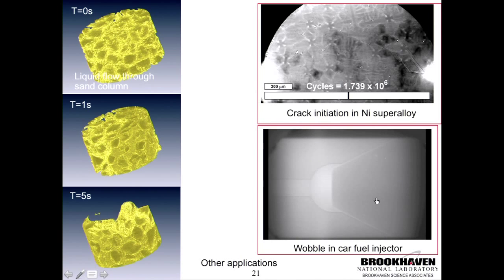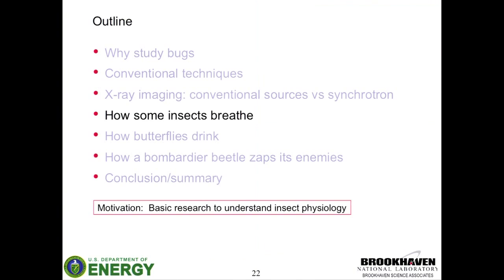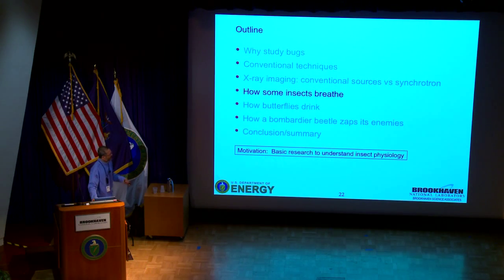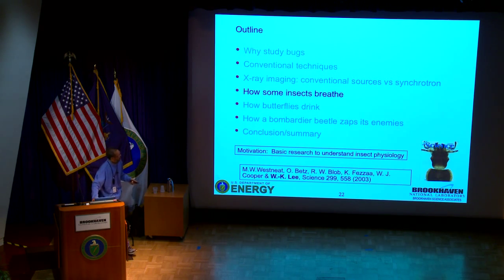All right, let me come back to insects. The first example I'm going to talk about is how some insects breathe. The basic motivation here is simply to understand how they breathe. This was led by some of my collaborators at the Chicago Natural History Museum, and this was done some 12 years ago.